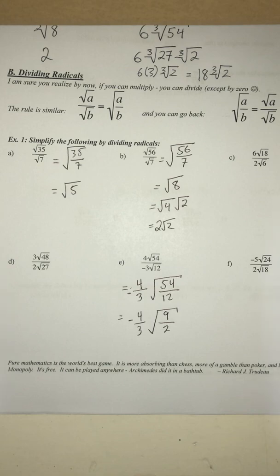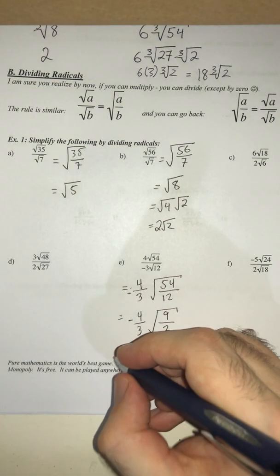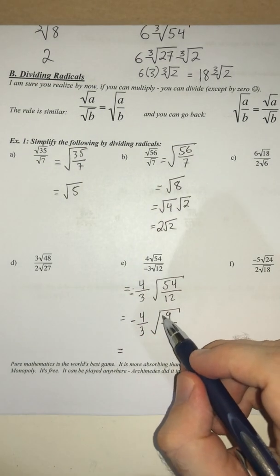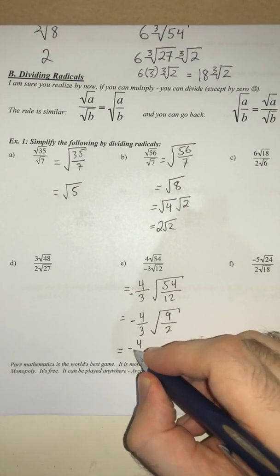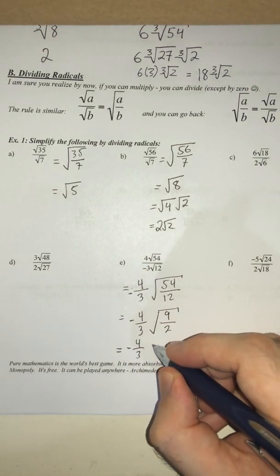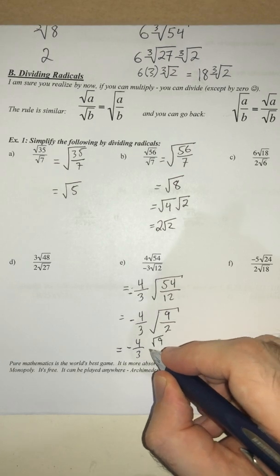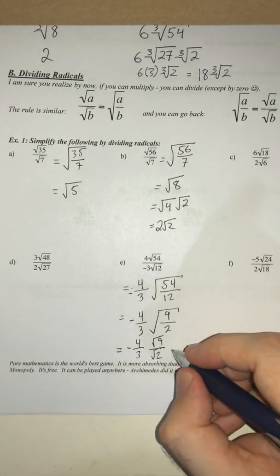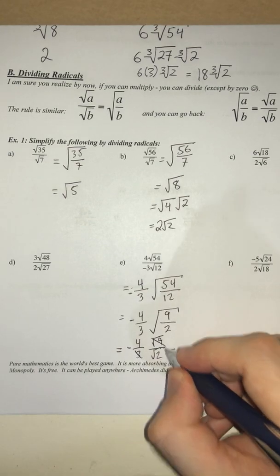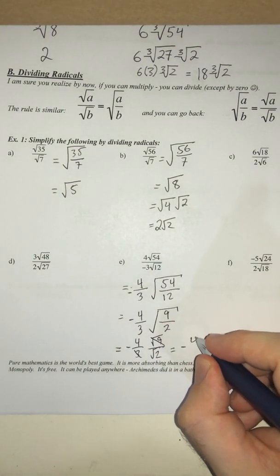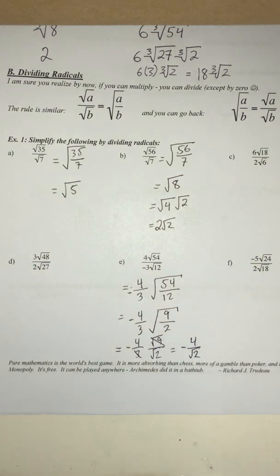And yes, technically you can stop here, but I can simplify this even further by realizing I can actually get a whole number for the square root of the top number. So negative 4 over 3 times square root 9 over square root 2. And the square root of 9 is 3, and there's a dividing by 3 here, so those cancel. So I'd get negative 4 over root 2 like this.